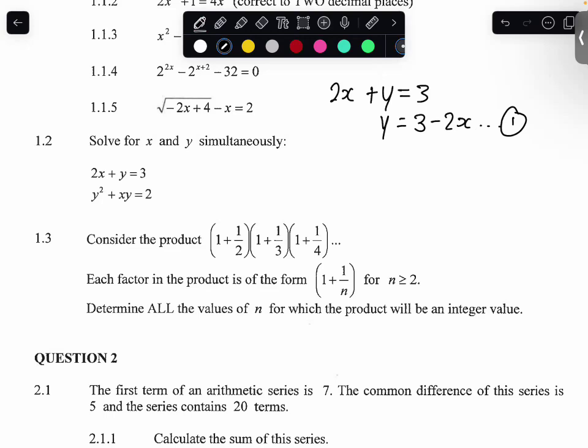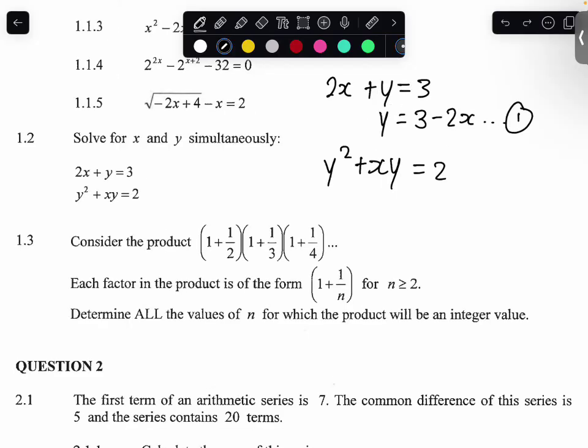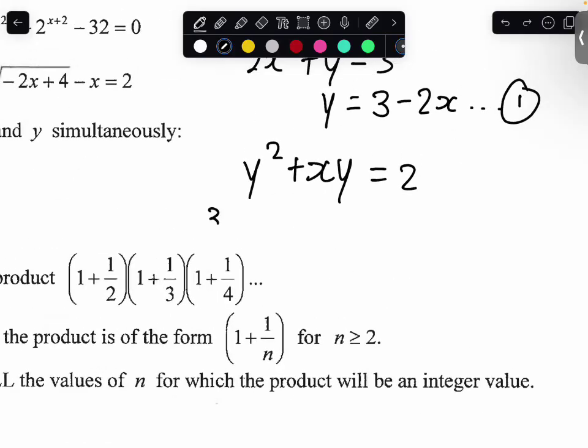In equation 2, which is y squared plus xy is equal to 2, wherever I see a y, I'm going to sub it with 3 minus 2x, because here I'm saying that y is equal to 3 minus 2x. Y and 3 minus 2x is the same thing. So in my next equation, wherever I see a y, I'm going to put a 3 minus 2x. So this y was squared, so the 3 minus 2x must also be squared, plus x into 3 minus 2x is equal to 2.